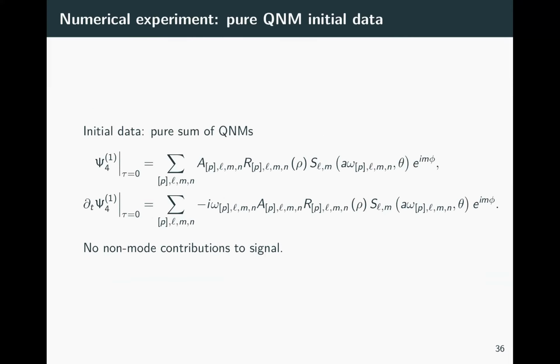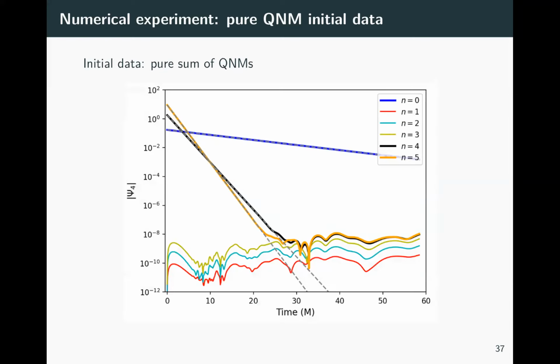So yeah, first numerical experiment: pure QNM initial data. We'll take some linear sum of QNMs, put it in our initial data, and evolve in time. Can we recover the QNMs that we put in and nothing more? The answer is yes. So good, first step. And you can do this with the time-only fit. You can also do this with the time and space fit.